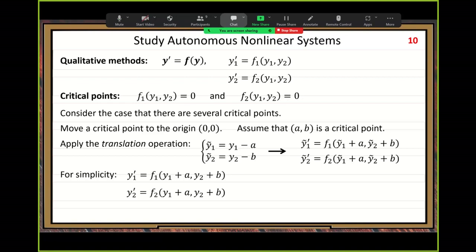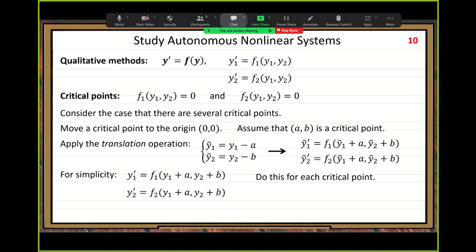Do this for each critical point, because now we have new equations. Then we study the critical point as we studied at the origin before. The A matrix, eigenvalue, eigenvector. But with the A matrix, there is a problem. The A matrix is the linear part. A times Y is a linear equation, right?